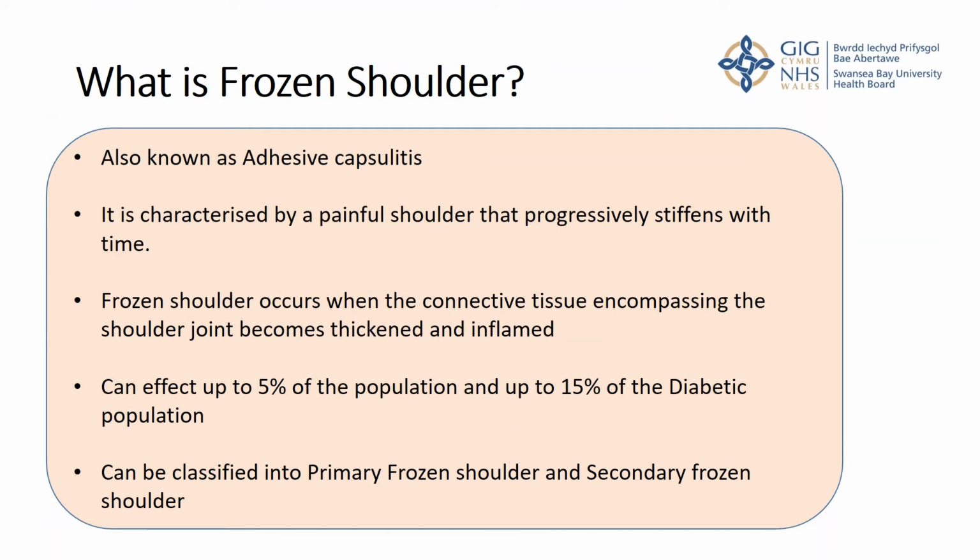So, what is frozen shoulder? It also has the term adhesive capsulitis, which means the same thing. It can be characterized by a painful shoulder that progressively stiffens. It is thought to occur when connective tissue encompassing the shoulder, which is also known as the shoulder capsule, becomes thickened and inflamed. It is not known exactly what causes frozen shoulder to occur, but it can affect the diabetic population more. It can be classified into primary frozen shoulder and secondary frozen shoulder. Primary meaning there is unknown cause, and secondary can be following a period of immobilization or trauma.